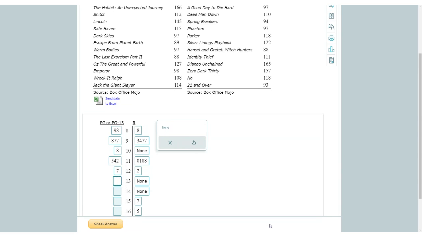Is there anything with 14? Yeah, there's a 145, Lincoln. Whoops, there's no 13s, I'm sorry. So this is a none. And then the 145, only one of those. And then another none. And a 166. First one.